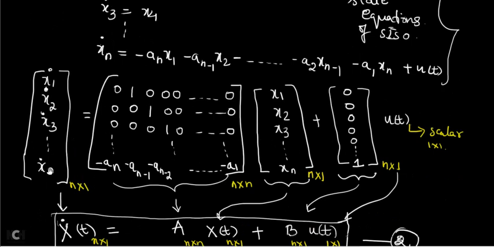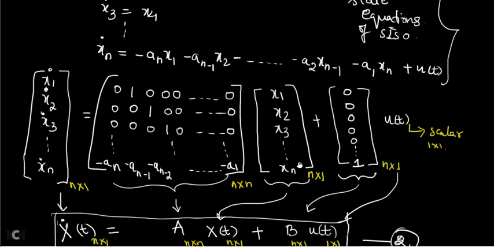Okay, now coming to the number of rows and number of columns. How many rows are there? 1, 2, 3, and so on up to n. So there are n rows and 1 column. And here how many rows are there? There are n rows, n columns. N rows, n columns. N cross n. The first number represents rows, the second number represents columns.